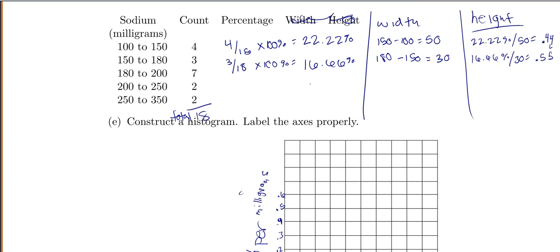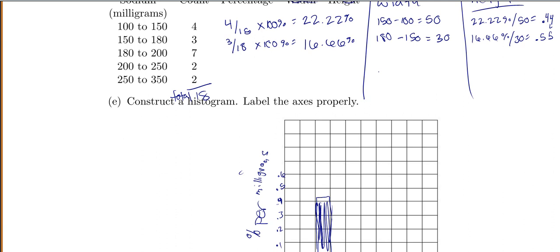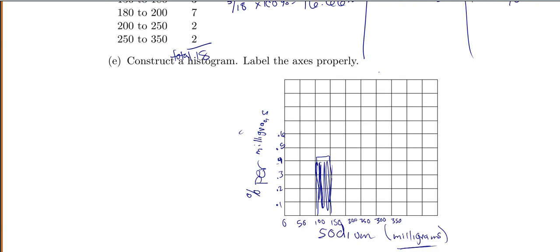For the category of 100 to 150, we need a height of 0.44, so about there. Fill it in. From 150 to 180, we need a height of 0.55, so about there. And so that's the first two bars of my graph.